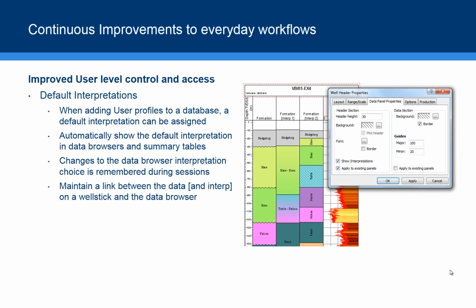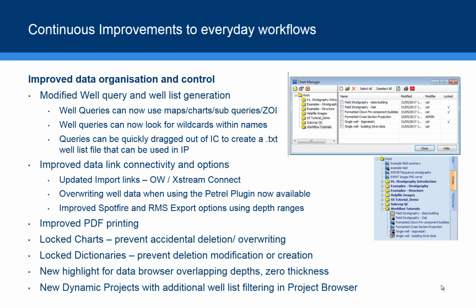I'm going to take the next few minutes to show you the improvements to IC 2018 with regard to the database management. We have improved several things with regard to the user control and security, adding new privileges for dictionary lockdown and setting in default interpretations, being able to display interpretations. We've also improved our well query dialog, added in extra options to truly search the entire database. We've improved our data links with regard to OpenWorks, and our Portrayal plugin now has overwrite capabilities.